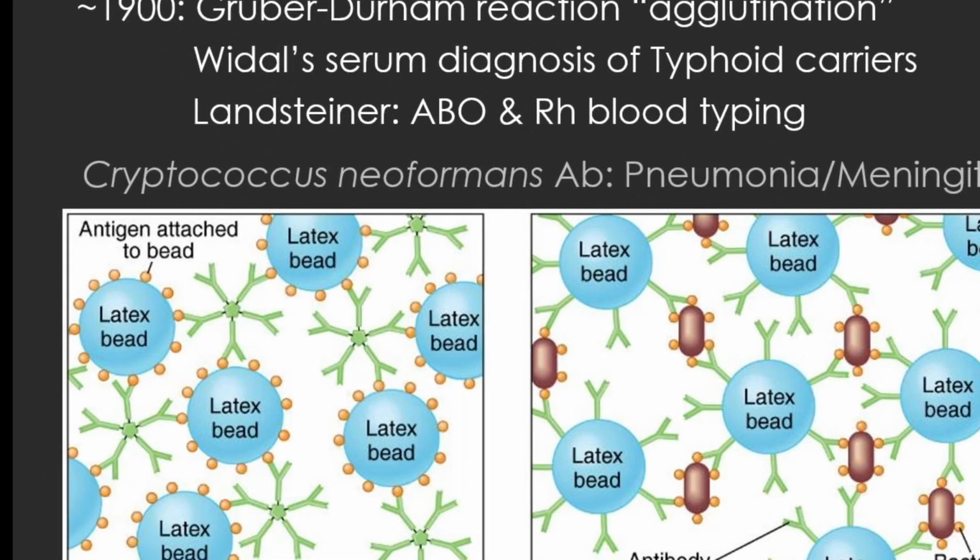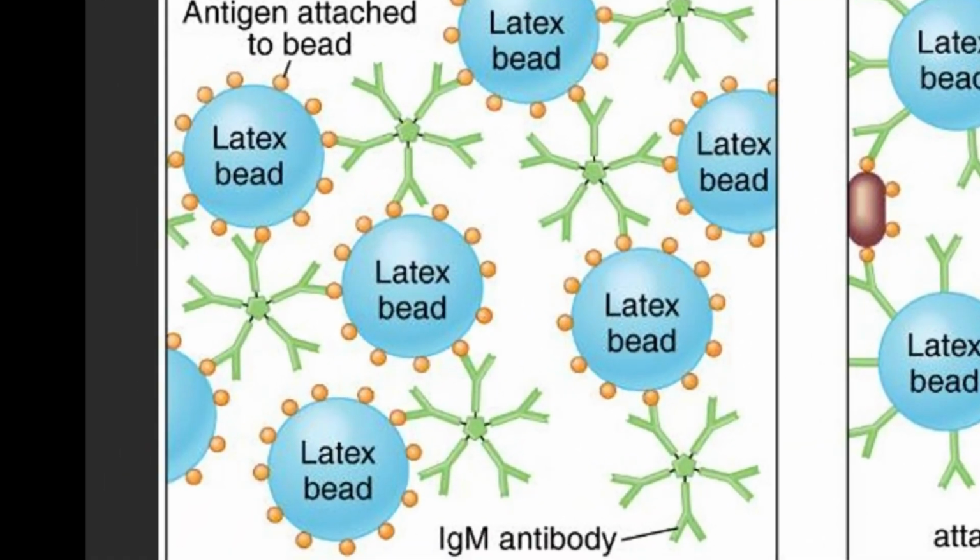So on the left-hand side of your screen, you see latex beads to which antigen have been attached, and those antigens are mixed with a blood serum from a patient which contains IgM antibodies, and that clumping is made more visible and more sensitive because the latex bead is more visible than the antigen-antibody interaction itself. So this would be an example of a positive indirect agglutination reaction because you're looking for antibody in the patient.